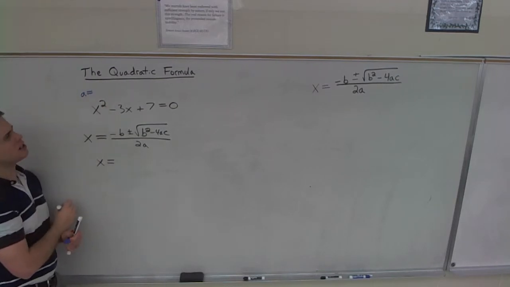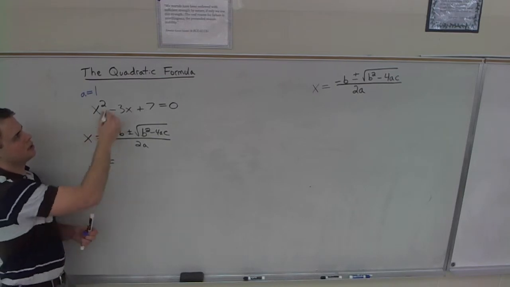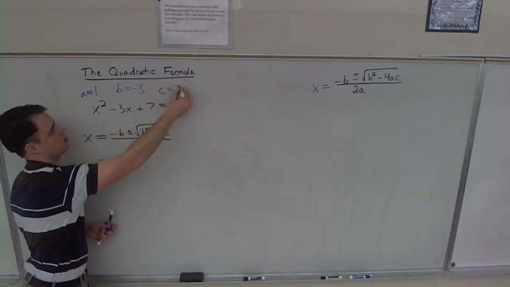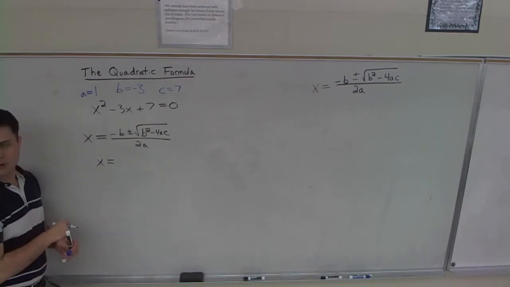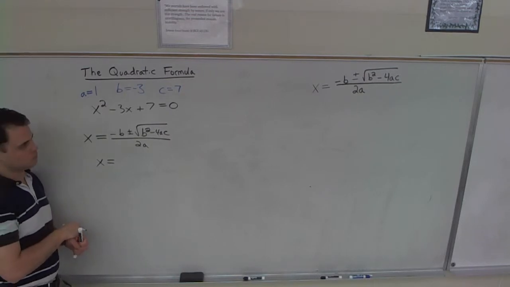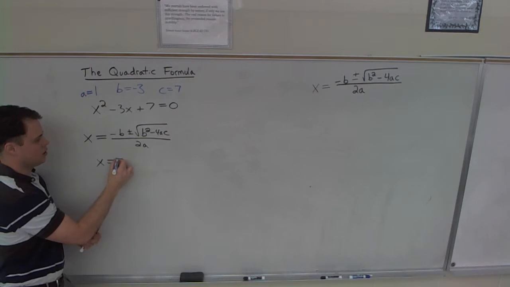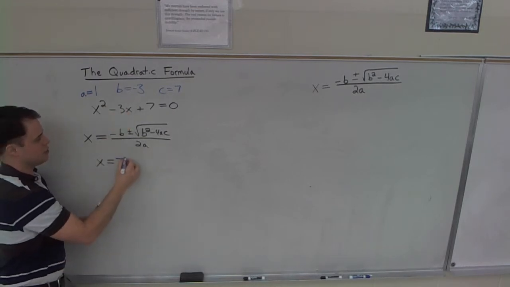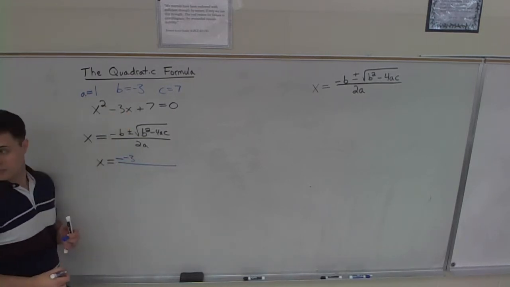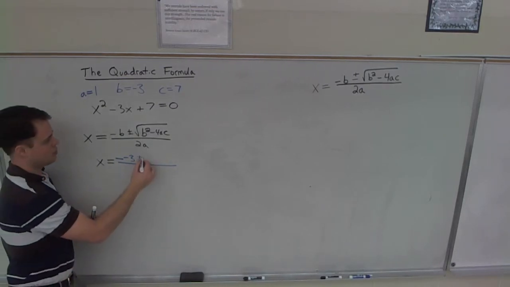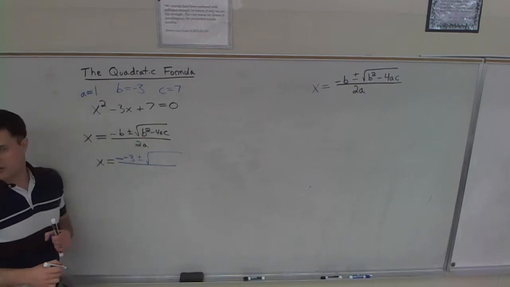A was what? A was 1. B is -3. Okay. So now I can plug them into the formula. That's how a formula works. You should be plugging stuff into it if it's truly a formula. So we've got negative from the formula, and then negative from the b. And I've got plus or minus b squared.